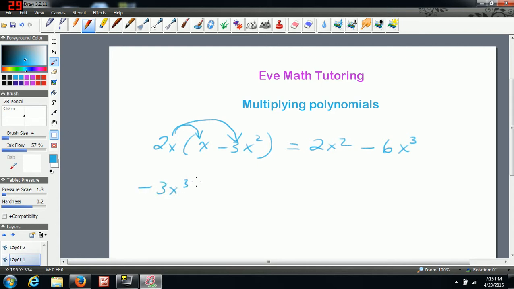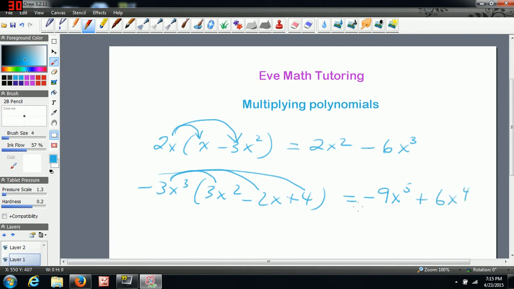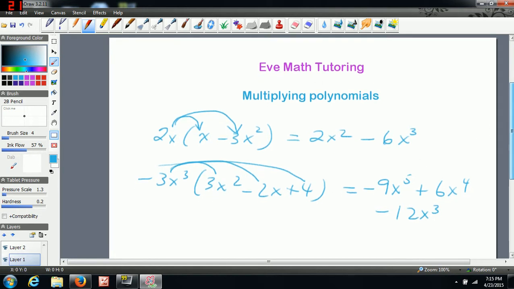Now I can do another example. Say we have negative 3x cubed times 3x squared minus 2x plus 4. So we've got a trinomial and a monomial. What's going to happen is this multiplies here, here, and here. So this becomes negative 9x to the 5, and then this becomes positive 6x to the 4, and then that becomes negative 12x to the 3. As you know, when you have the same base, you just add the exponents when you're multiplying. Okay? So just an intro for there.